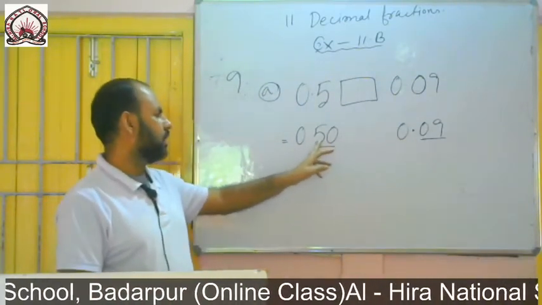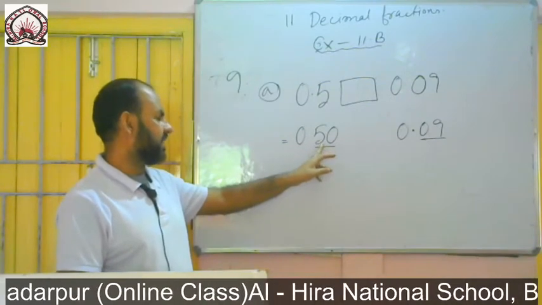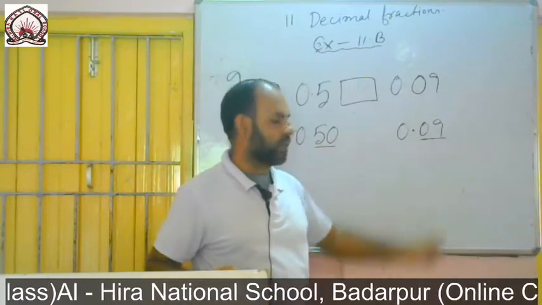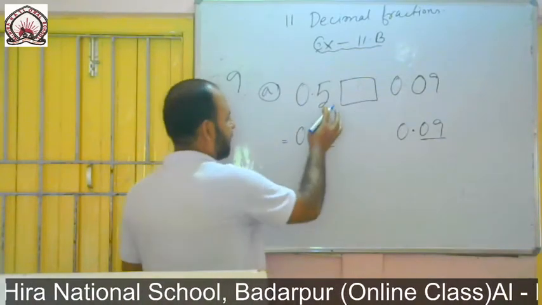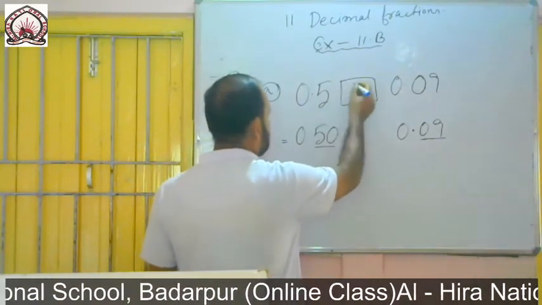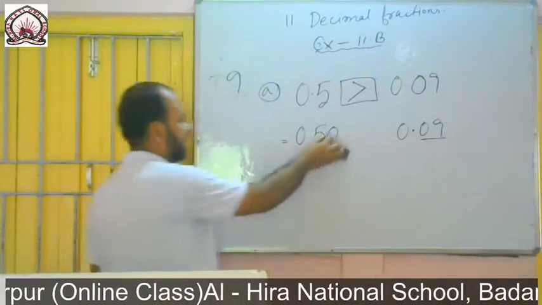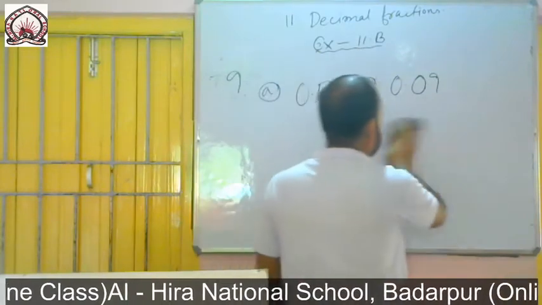Now we compare. Here after the point is 50, and here after the point only 09. That means 50 is bigger, so this one is greater. 0.5 is greater than 0.09.